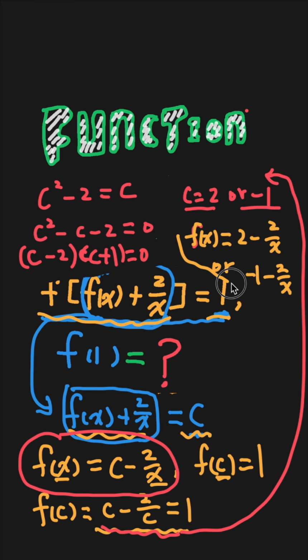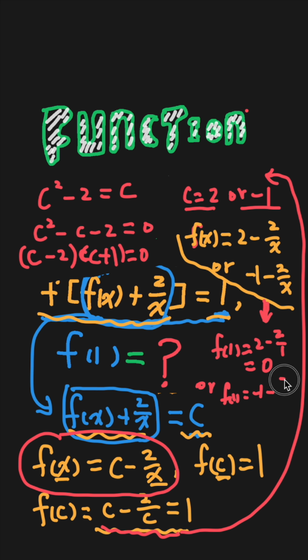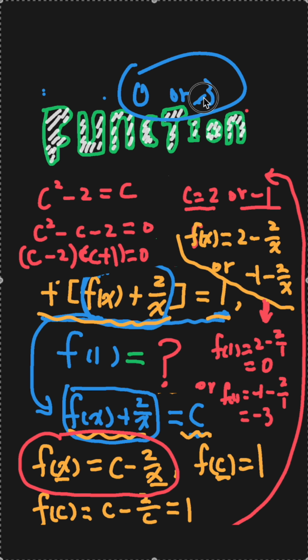All right, it's a little messy over here, but doesn't matter. And then you can find out f(1) is 2 minus 2 over 1, which is 0. And then the other f(1) can be negative 1 minus 2 over 1, right? So that gives you negative 3. So 0 or negative 3, that's the final answer.